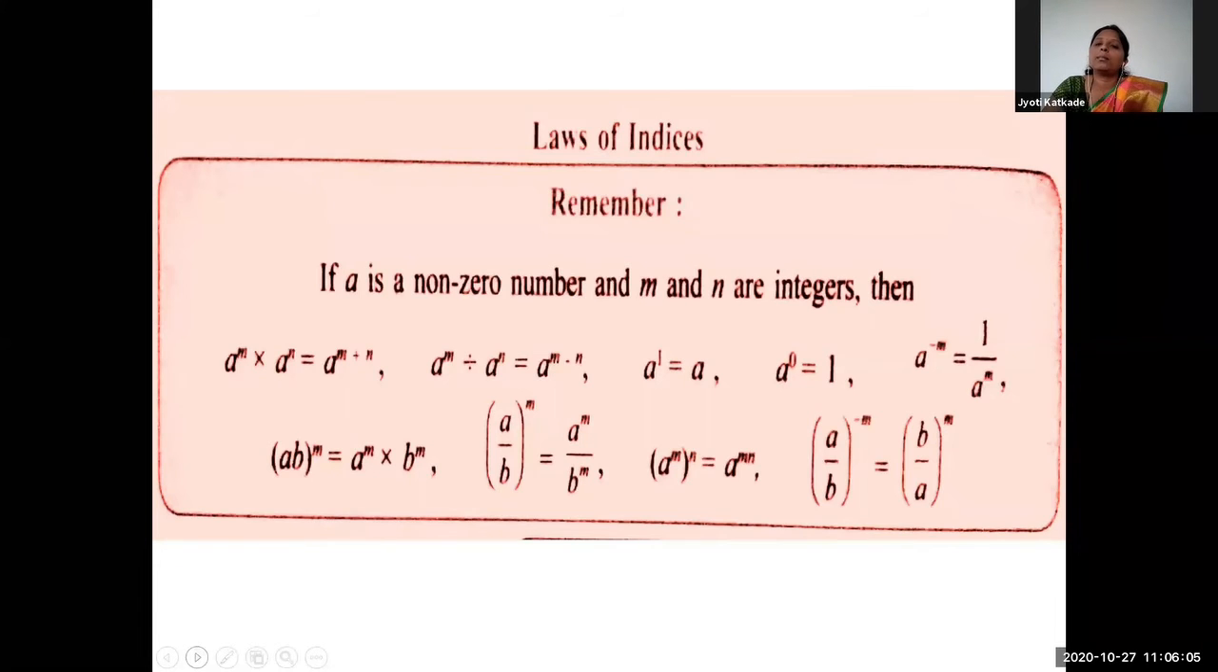Now a into b bracket raised to m is equal to a raised to m into b raised to m. Then a divided by b bracket raised to m is equal to a raised to m divided by b raised to m. And next, which we studied now, a raised to m bracket raised to n is equal to a raised to m into n. And last is a upon b bracket raised to minus m is equal to b upon a bracket raised to m. These are all the laws of indices we have studied.